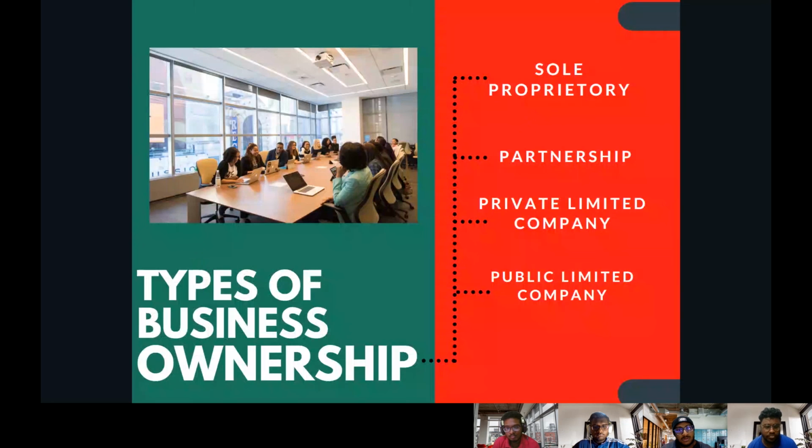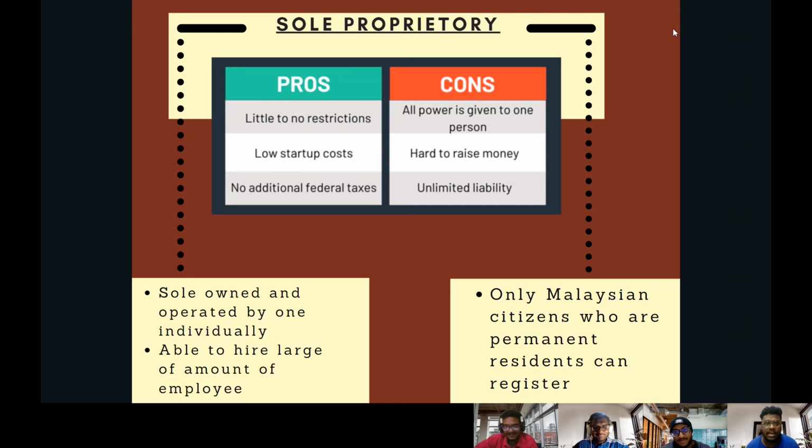Sorry. And then I would like to touch a bit on the types of business ownership in a general way, and there will be more details below. Sole proprietorship, partnership, private limited company, public limited company. So first is sole proprietorship.